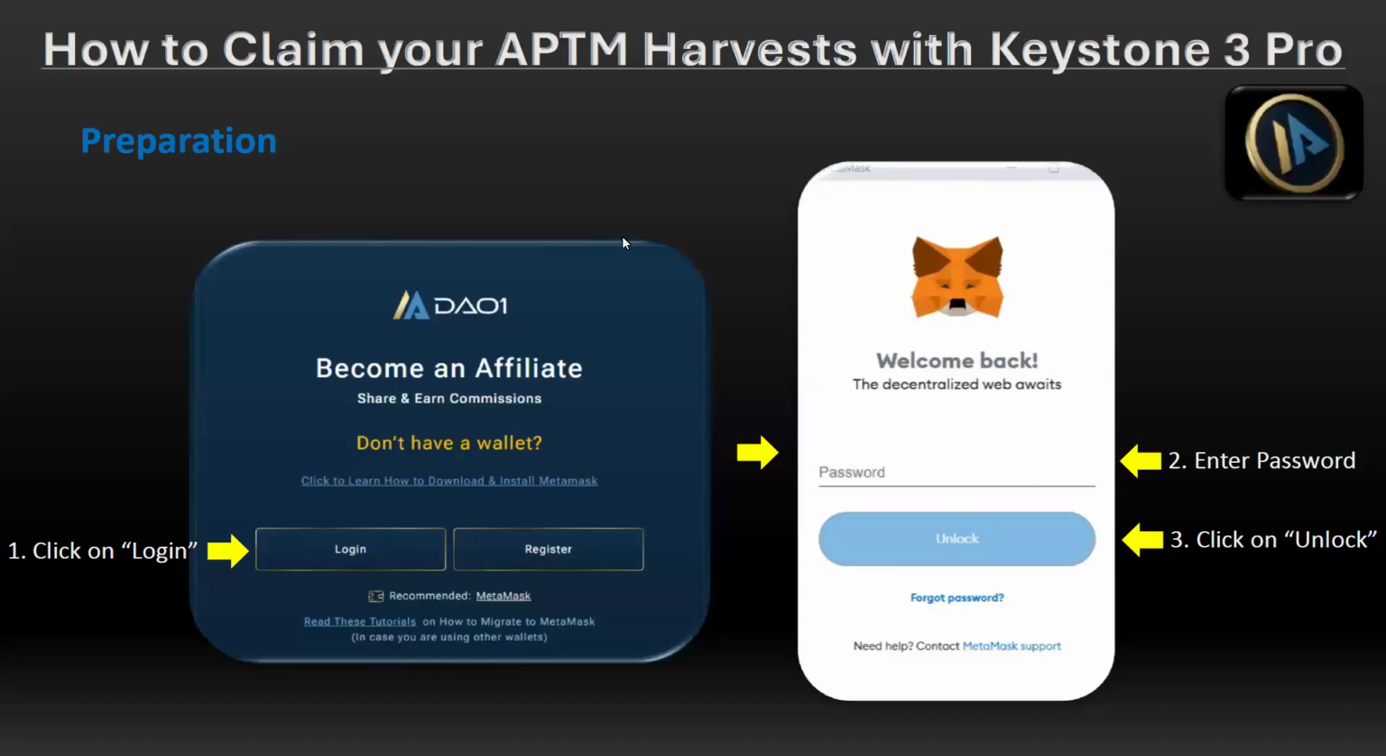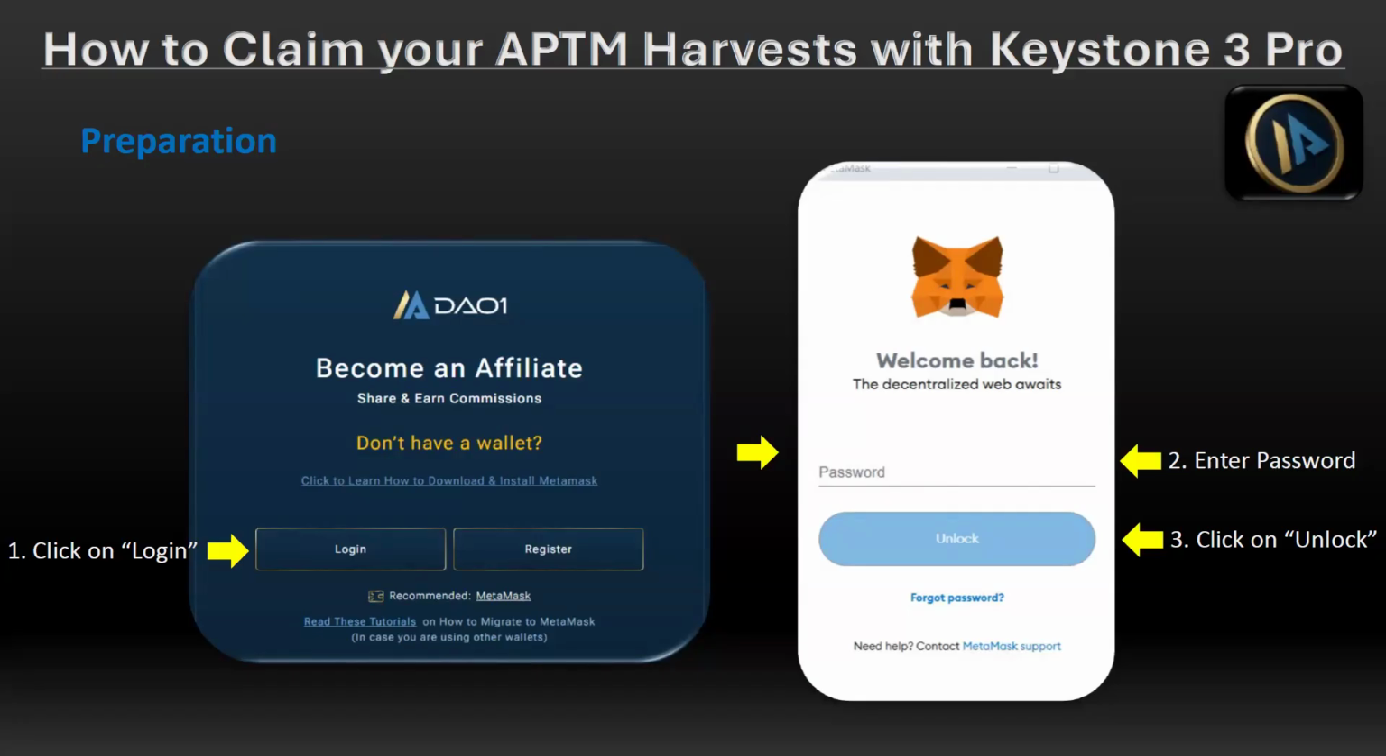Here's to walk step by step. We want to break down exactly what you need to click, why you're clicking it, so you feel confident managing these kinds of digital assets. And just for clarity, when we say APTM harvest, we're talking about collecting the rewards or tokens like APTM that you've earned. Think of it kind of like digital yield. And we're doing it with that secure hardware wallet, the Keystone.